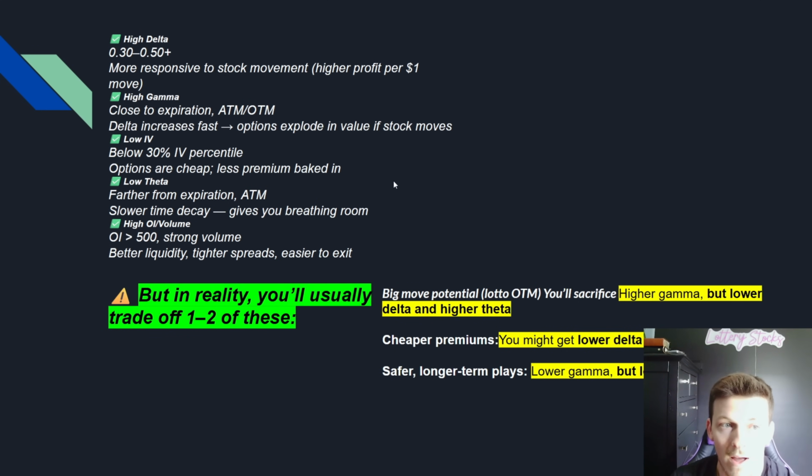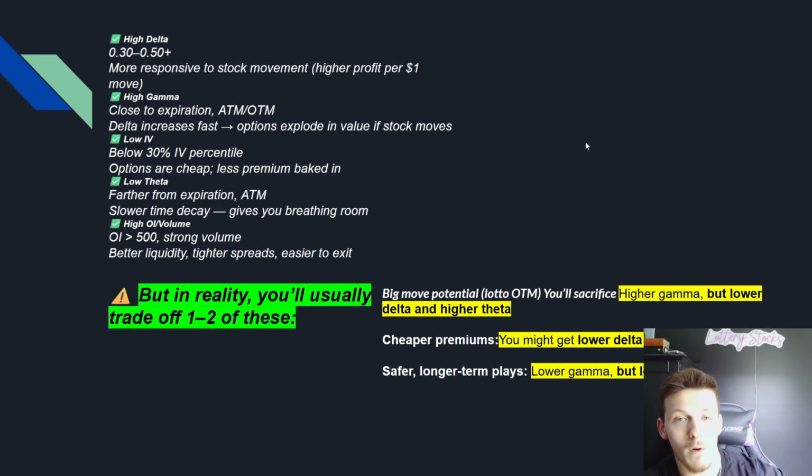Okay. Now, all of these things are good and all, but in reality, you're not going to have them. You're not going to have all five. In a perfect scenario, you're probably going to trade off one or two, maybe even three, depending on how confident you are in something. So here are some examples.